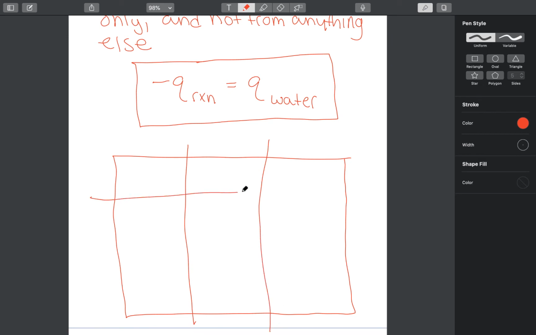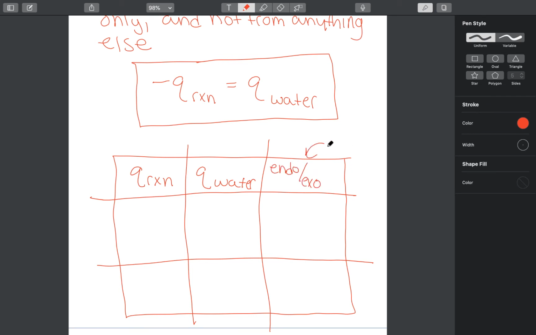In here we'll have Q of the reaction, Q of water, and whether it is endothermic or exothermic. And this is for the reaction. So, when a reaction gives off heat, Q of the reaction will be negative. Remember that when any reaction gives off heat, which is the system, Q will be negative because you're losing energy from the system. And this process is referred to as exothermic.